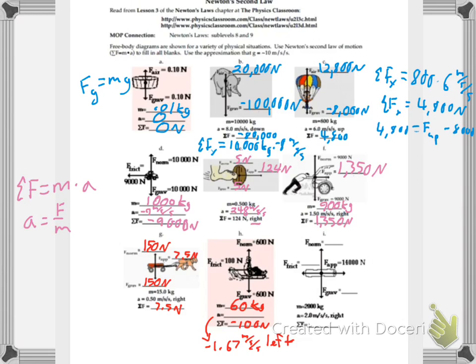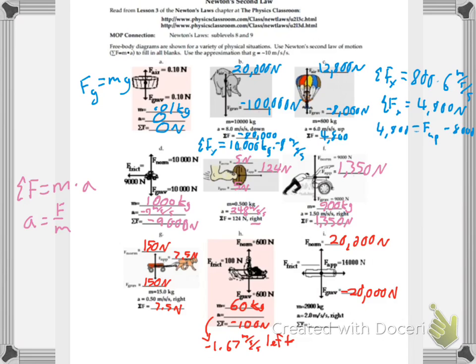And last one, letter L, we have a mass of 2,000 kilograms. So right away, 2,000 kilograms multiplied by 10 newtons per kilogram gives a force due to gravity of 20,000 newtons. And because it's down, we can call it negative. Our normal force is then 20,000 newtons. We know that because there's no acceleration up or down. The acceleration is happening to the right.